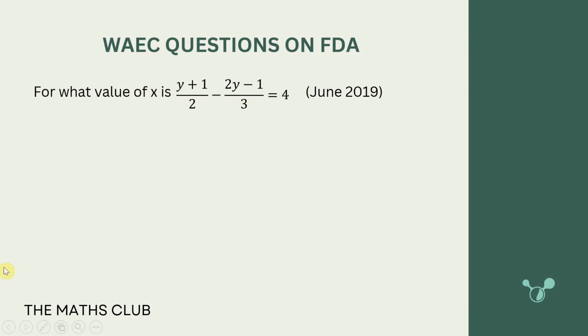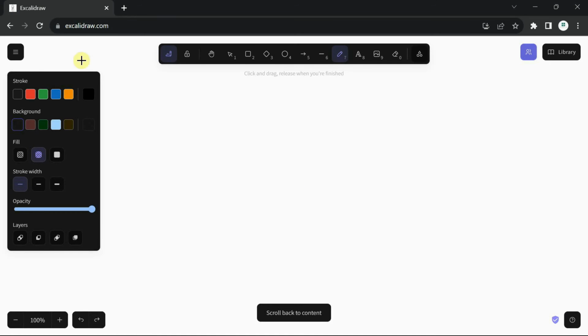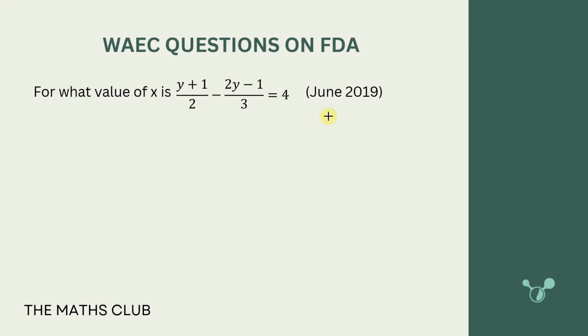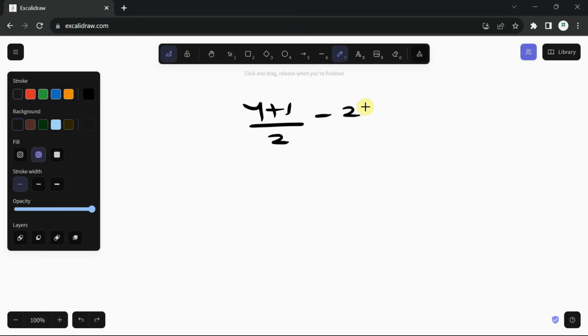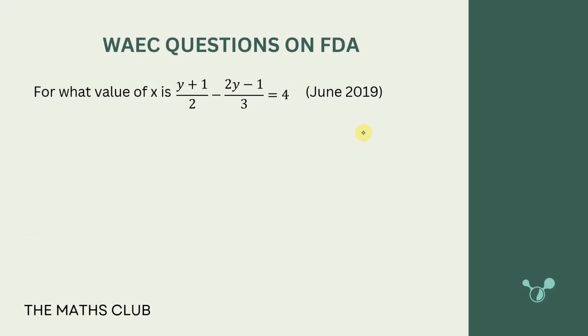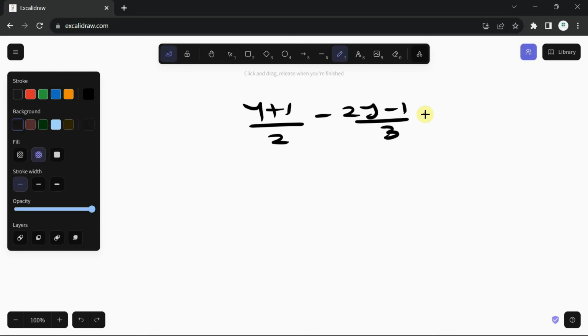So this question says, for what value of y is (y + 1)/2 - (2y - 1)/3 equal to 4? Y plus 1 over 2 minus 2y minus 1 over 3 equals 4.